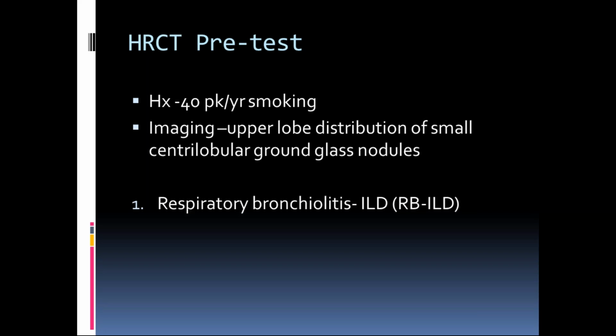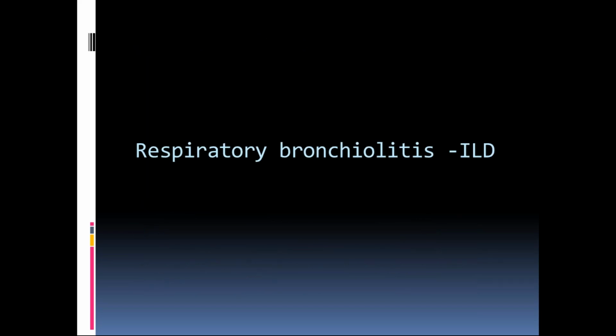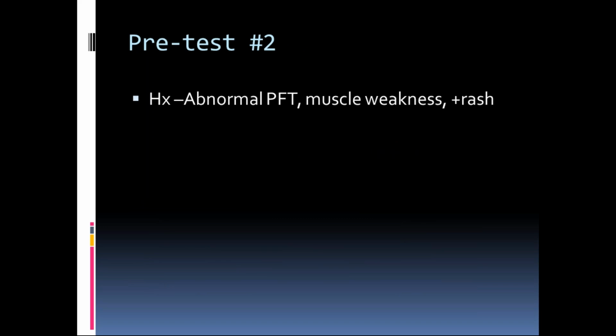If I give you a couple of choices: respiratory bronchiolitis interstitial lung disease, usual interstitial pneumonitis, acute hypersensitivity pneumonitis, or lymphangioleiomyomatosis. Going through what you've got as far as the possible imaging and what patterns you're looking at, this comes out to be respiratory bronchiolitis interstitial lung disease.